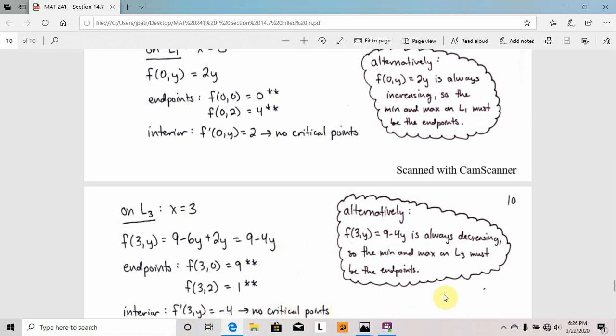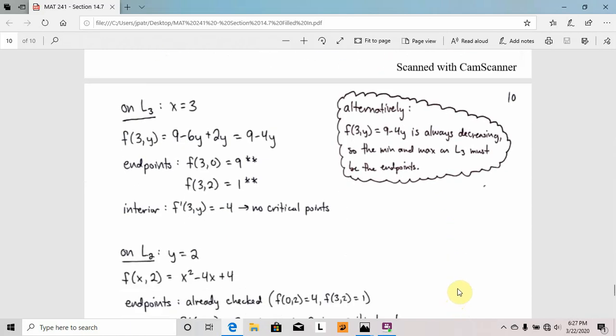Alternatively, you could say that as y increases, 9 minus 4y is always decreasing. So you would have to get the min and max at the endpoints, right? You're going to get the max when you have the lowest value of y, so at 3, 0, and then you're going to get the min at 3, 2. Either way, if you want to reason through it like what's in this cloud, or just do the endpoints and then look at the interior, even though here the interior doesn't give you anything extra, that would work either way. Then L2 and L4.